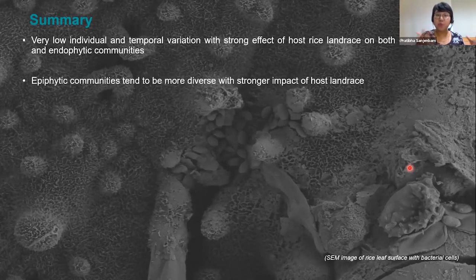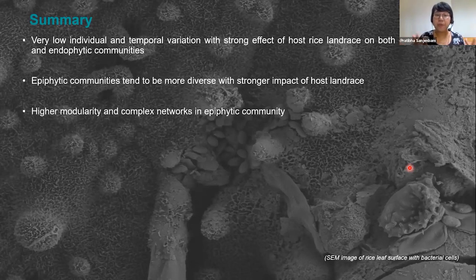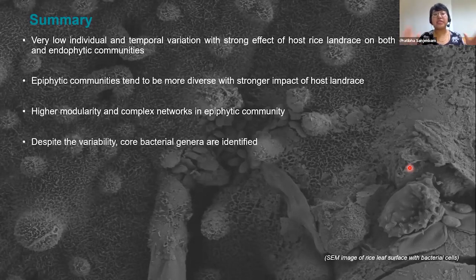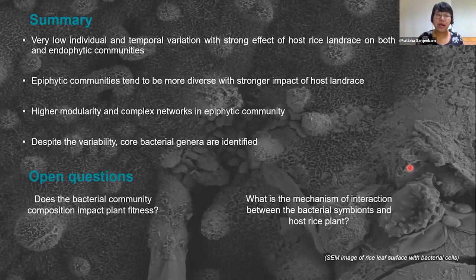Epiphytic tends to be more diverse with a stronger impact of host landrace. Higher modularity and a complex network in the epiphytic community were observed, which suggests that the stability of this community is going to be less when compared to the endophytic community. Despite this variation, we see that the core genera are still identified, and many new open questions are now coming up: whether the community composition has an impact on plant fitness, and what is the mechanism of interaction between the bacterial symbionts and the host rice plant.